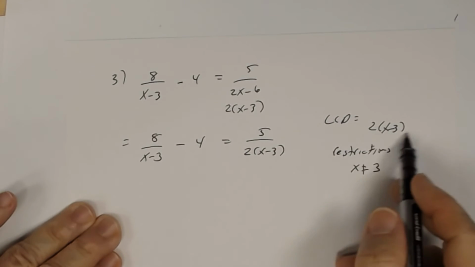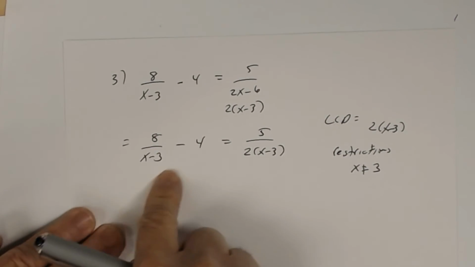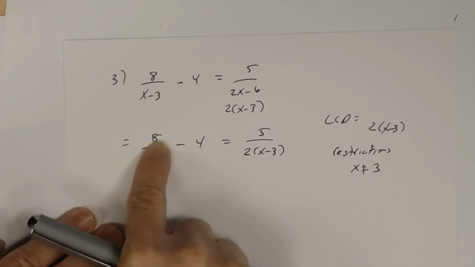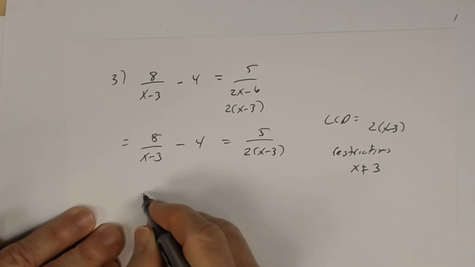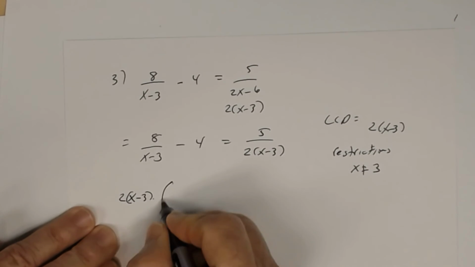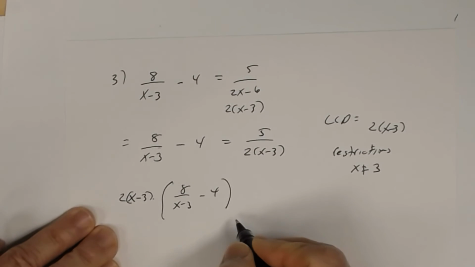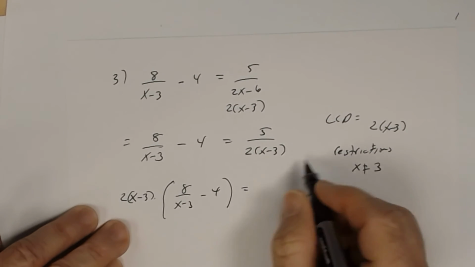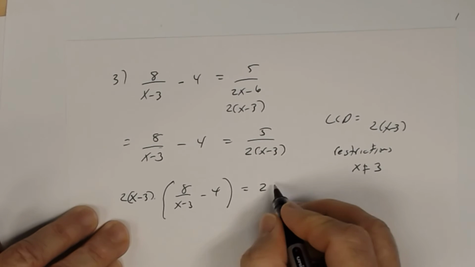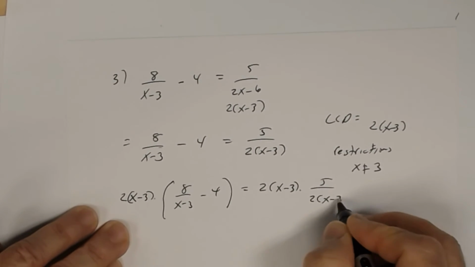So once you do that, you're going to take your LCD and multiply both sides by it. So notice that on this side you have 2 expressions, 2 rational expressions. So I'm going to put that in parentheses. I'm going to say 2 times x minus 3 times 8 divided by x minus 3 minus 4, just like that. Okay? Equal, and then your LCD times this. So 2 times x minus 3 times 5 divided by 2 times x minus 3.